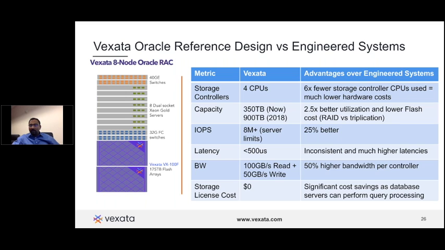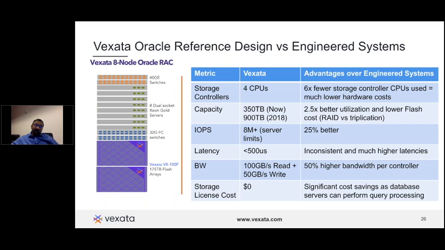If you take a look at the results, wow. It's 8 million IOPS from these 2 arrays, and we are actually hitting the server limits with 8 million. We can potentially go to even higher numbers, something like 15 million IOPS. But we hit 8 million IOPS with 2 arrays and 8 servers, which is at least 25% better than the engineered systems.